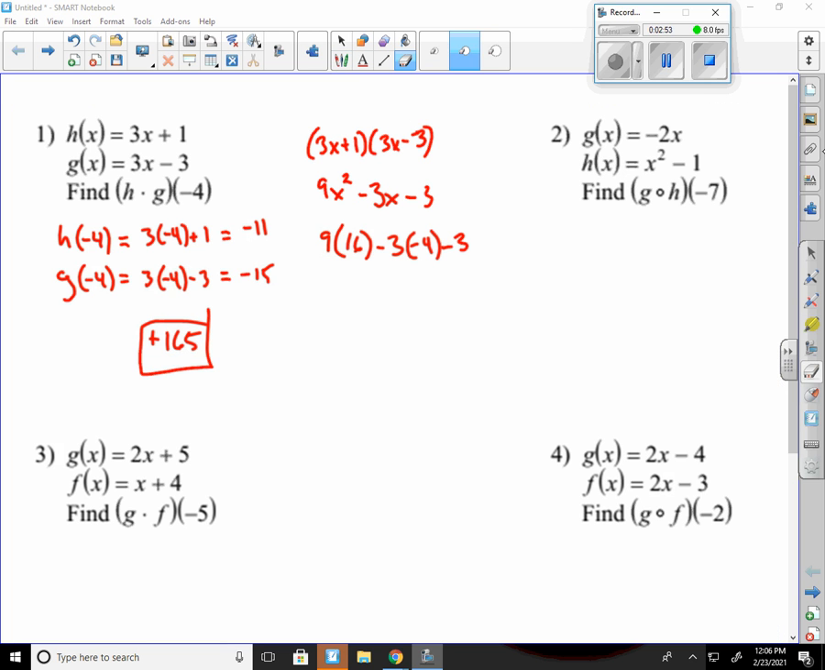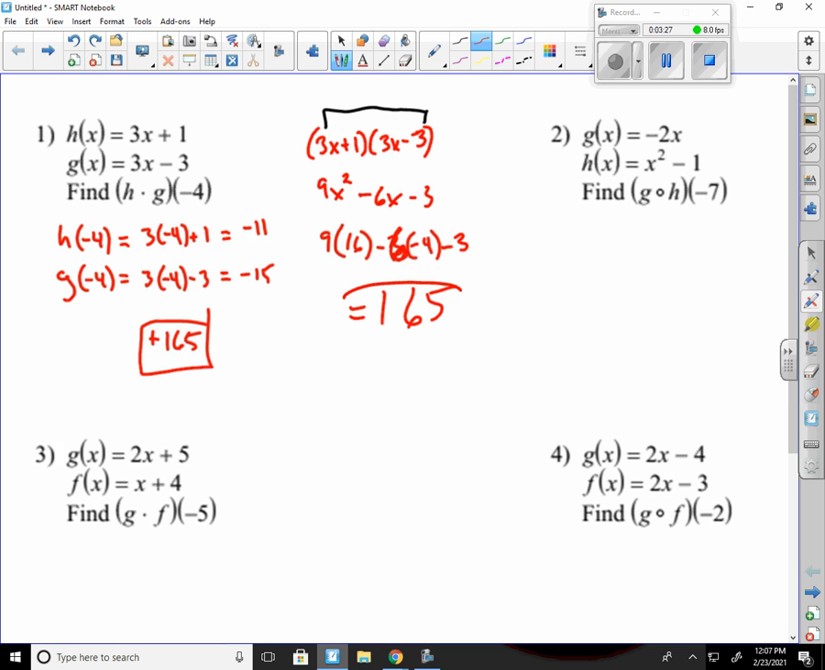Oh, I know what happened here. Let me fix this. 3 times negative 3 is negative 9, not negative 6. Negative 9 plus 3, this should be a negative 6x here in the middle. Minus 3, so this would be 24. So now it's 144 plus 24. That gives us 168. 168 minus 3 is 165. Boom. As you can see, I didn't make any mistakes at all on the first one. So that's probably how I would do it.